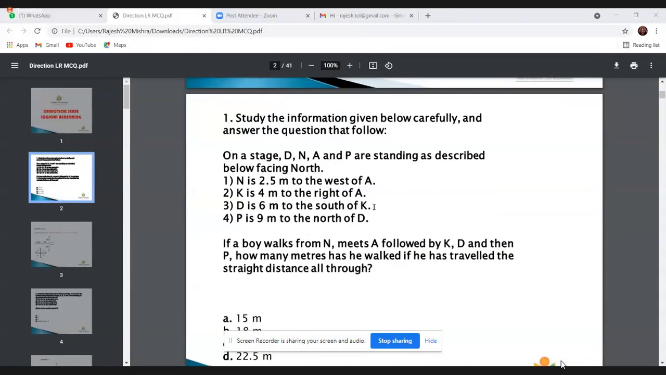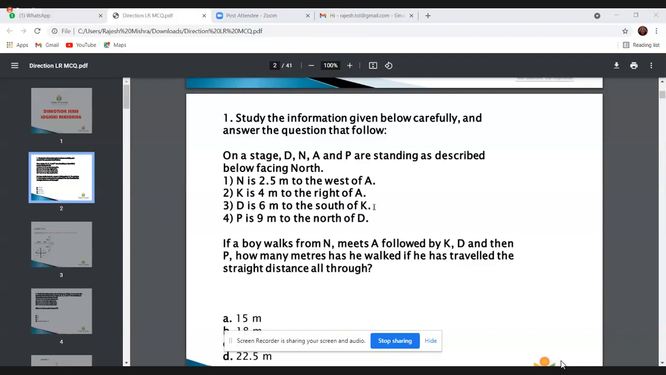Okay. Now, students, I am giving you the first question on the screen. So all the basics have been discussed. Now, what I'll do is I'll reduce the size and you will see the diagram. In questions based on directions, we always draw the diagrams. Diagrams become important. Without diagrams, we cannot proceed.